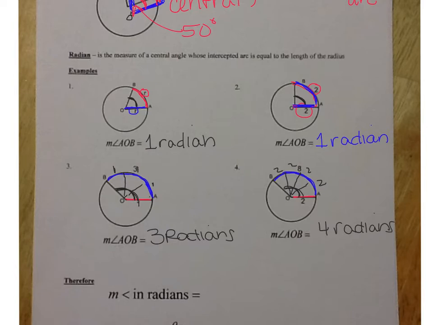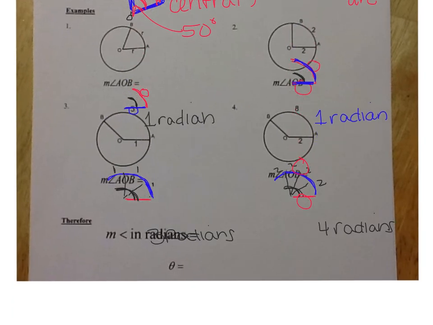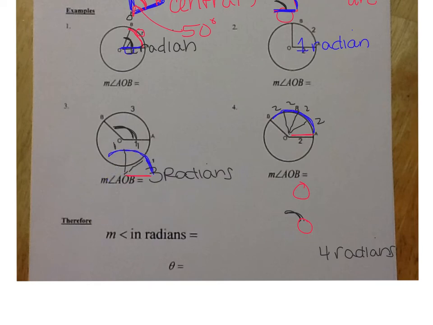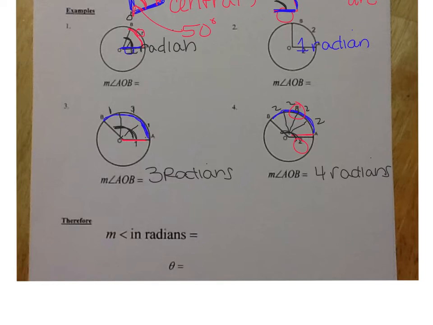So hopefully you realize now that all I have to really do is take the arc and divide by the radius, and that will give me the angle in radians. All right, so let's write that down. The measure of the angle in radians is equal to the intercepted arc divided by the radius.